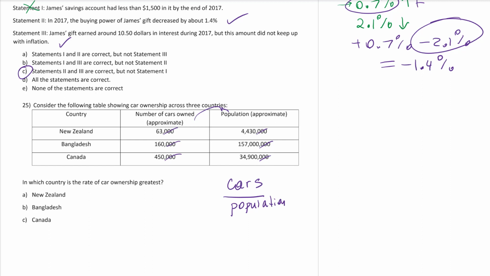Okay, so for the first one, we're going to get 63 divided by 4,430. So that is going to be 0.014, and then we'll do the rest. You're going to see the numbers appear in a second. If you'd like to do it beforehand, pause this video. So here are the ratios. The largest one happened to be New Zealand.